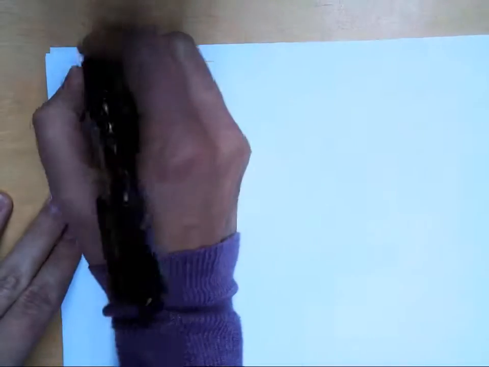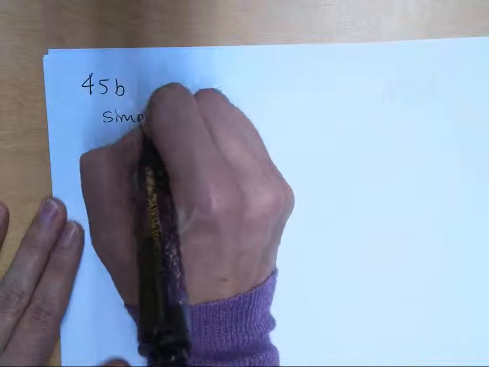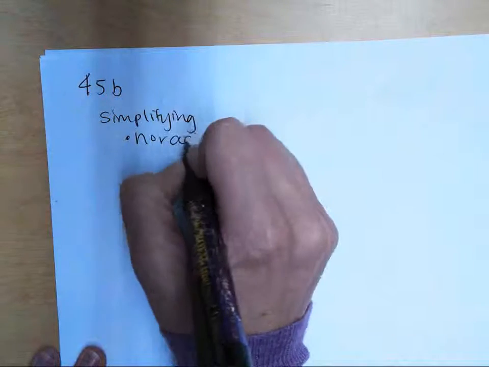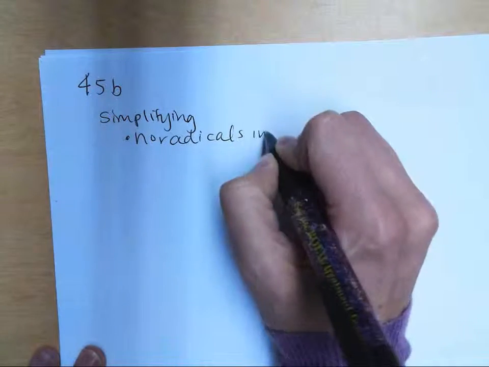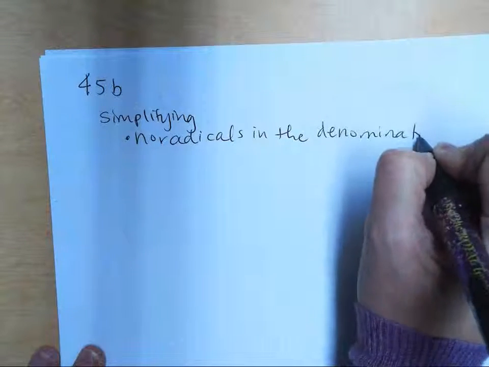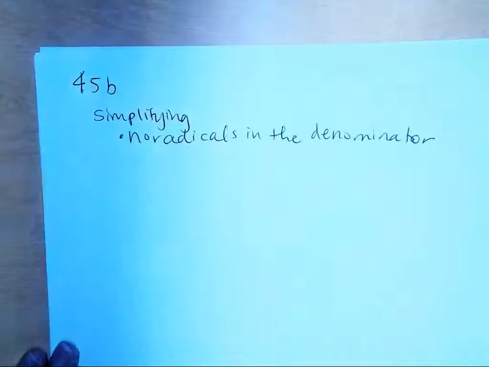Okay, 4.5b is what we're doing today. So we talked yesterday about simplifying square roots, and we said, if you look back in your notes, that there are two things that we needed to do when simplifying. Someone tell me what they are. No radicals in the denominator, which we didn't really talk about yesterday, so that's what we're going to talk about today. Adding no radicals.